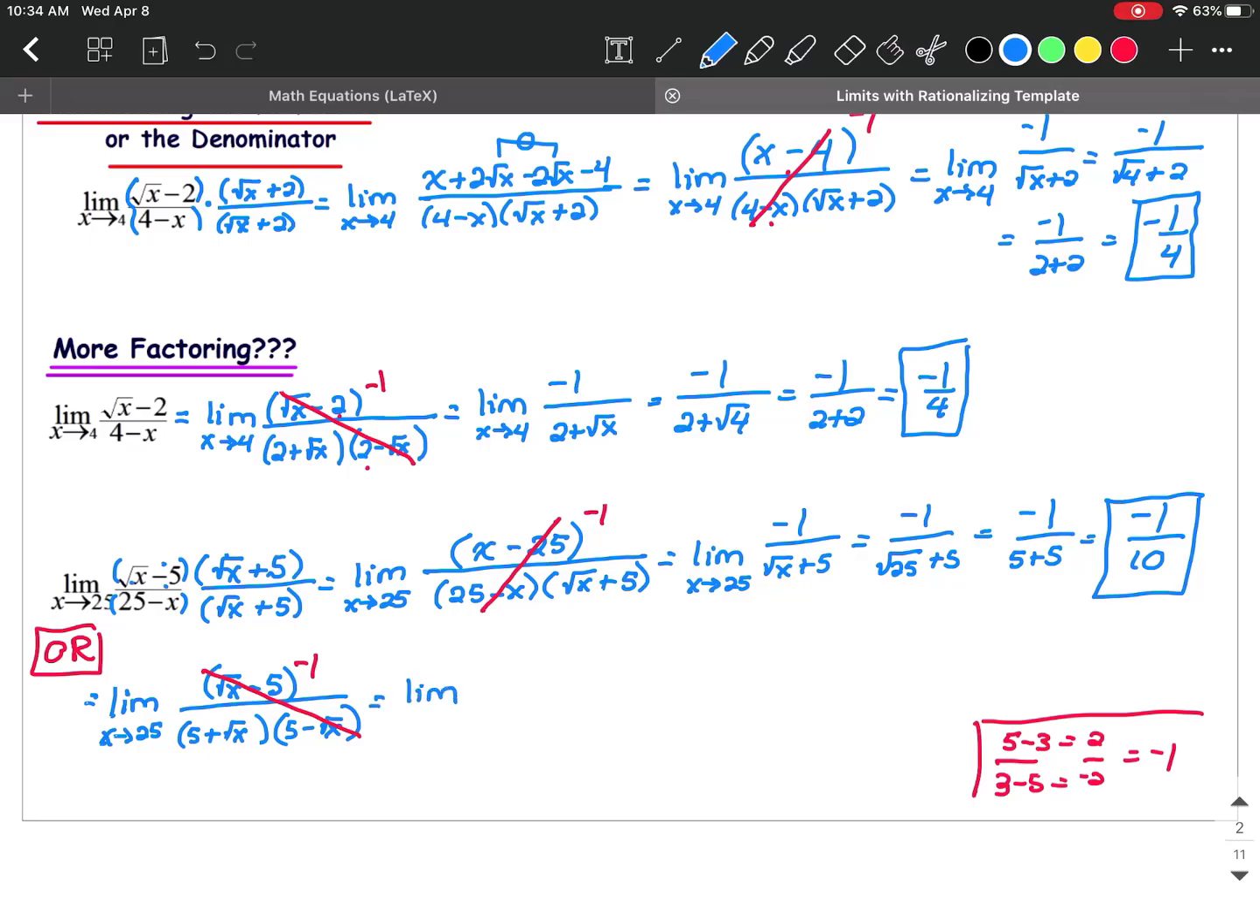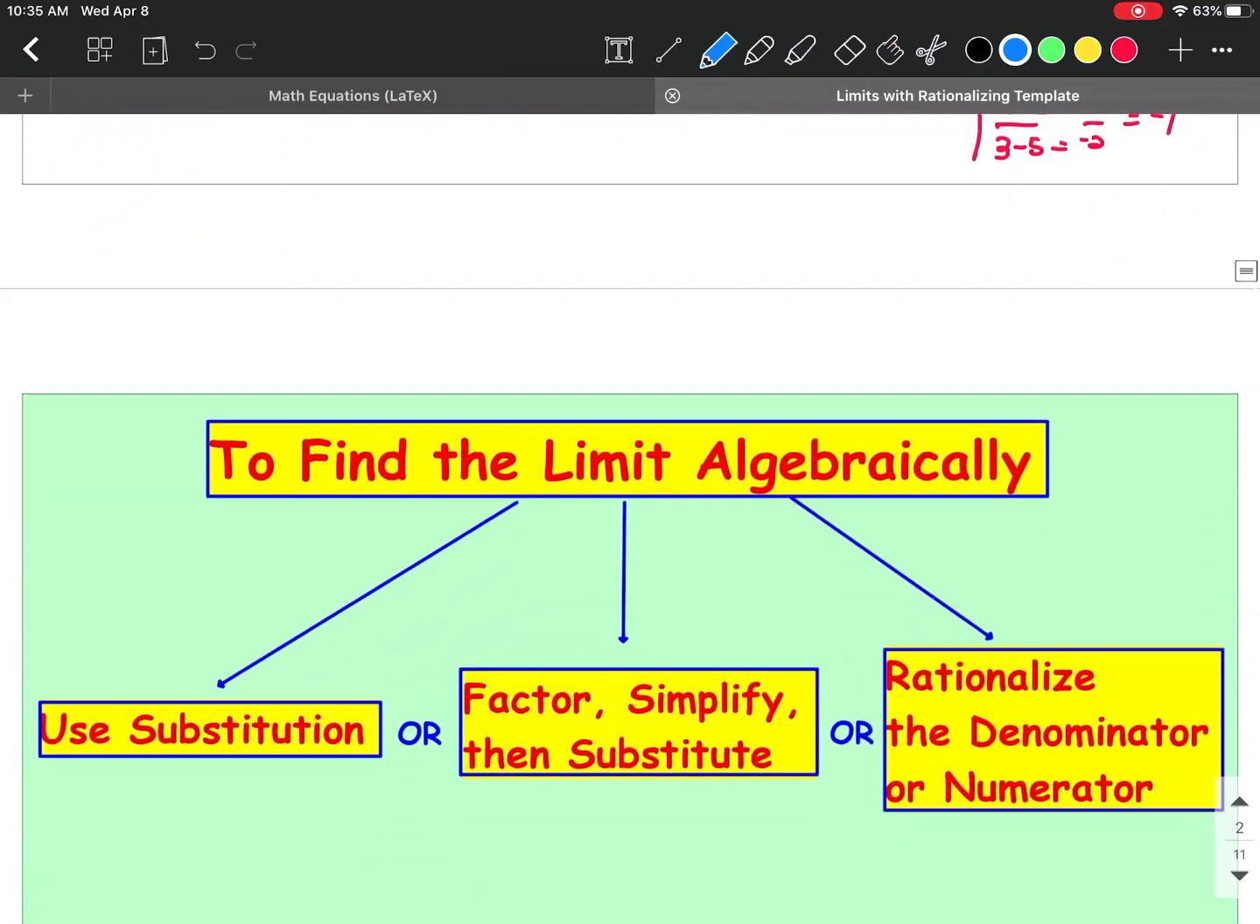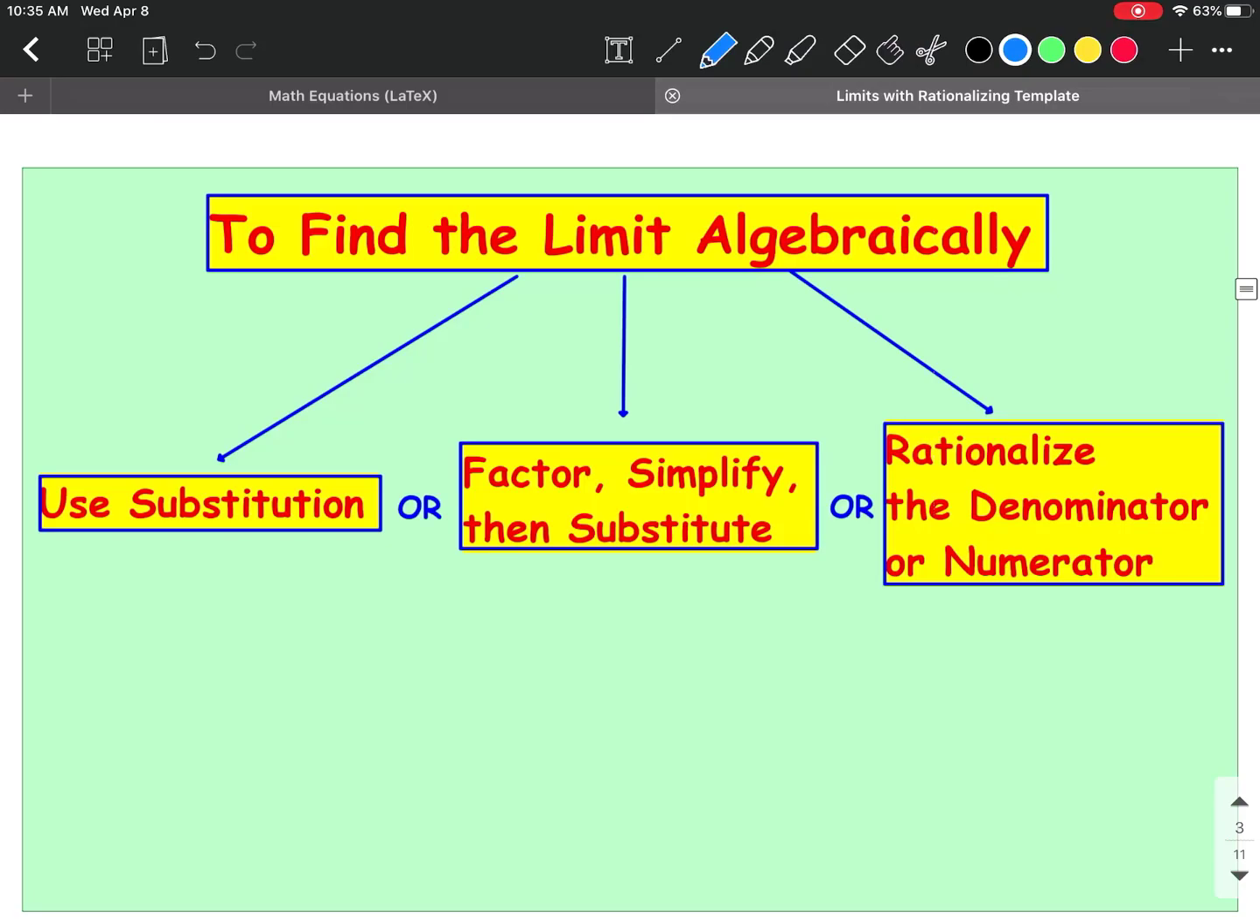So we have the limit as x approaches 25 of negative 1 over 5 plus radical x, which is negative 1 over 5 plus the square root of 25. And notice this looks an awful lot like what we did up here, and we're going to get the exact same answer. Awesome. Okay, so to sum it up, when we're finding limits algebraically, do substitution first.